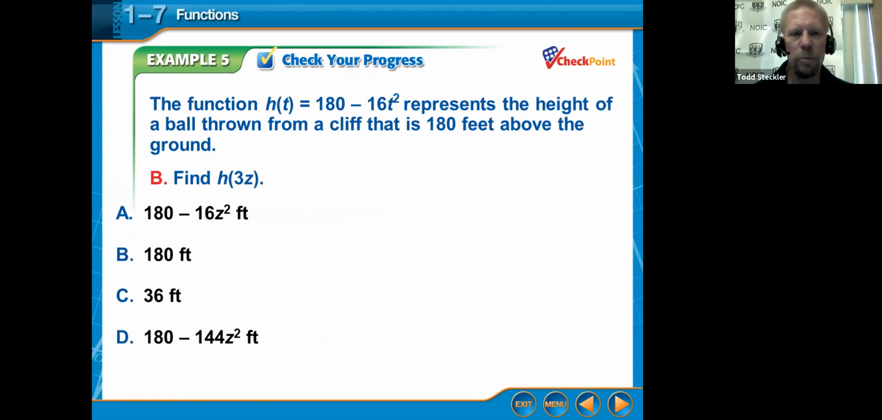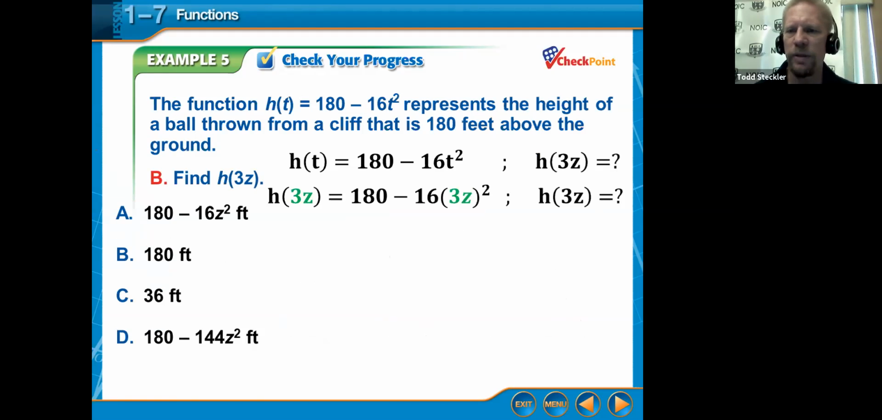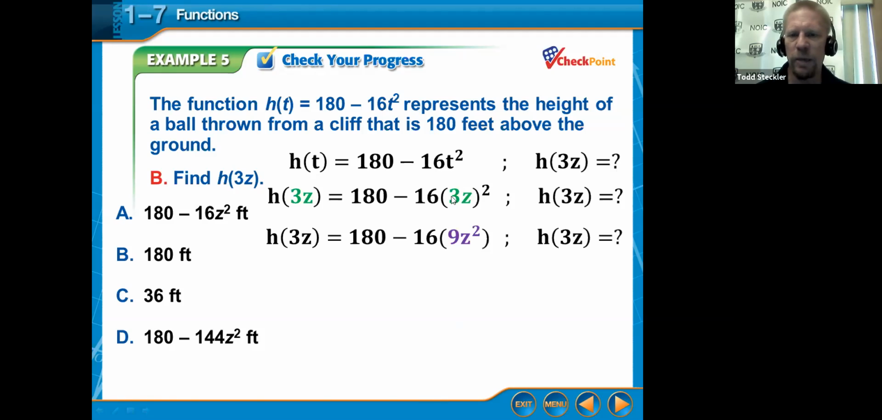This time, we're being asked to find the function value for h of 3z. Very similar to the previous problem. So this time in the t location, we're going to replace t with 3z. Again, we have to be careful to follow the order of operations. We'll do the exponent first. So 3z to the second power means 3z times 3z, and 3z times 3z is 9z squared.